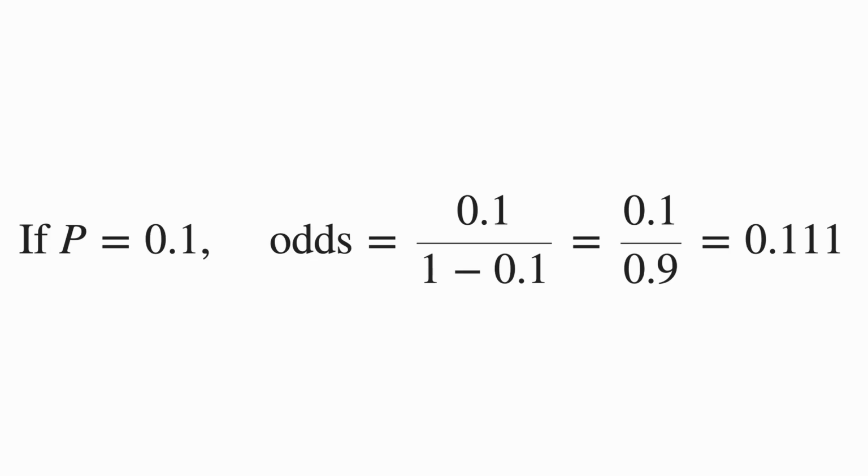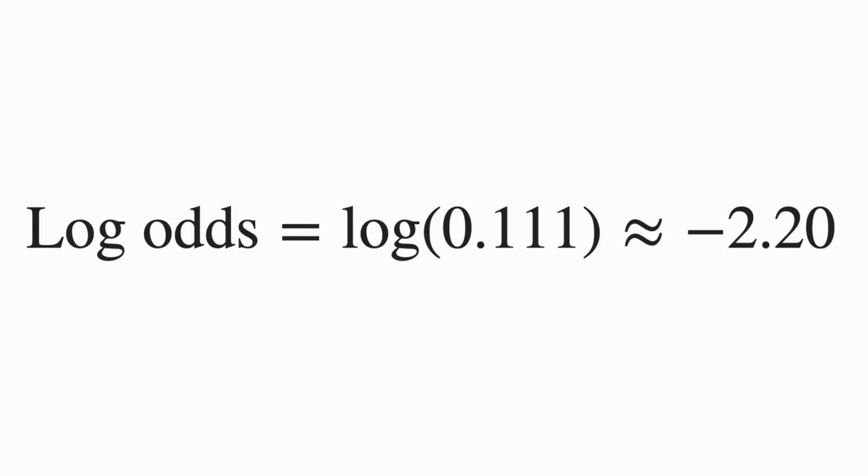Let me just give you an example. Let's say the probability of an event happening is 10% or 0.1. The odds is going to be p divided by 1 minus p, or in this case, 0.1 divided by 1 minus 0.1, which is equal to 0.111. So if p is equal to 0.1, the odds are 0.111. Now, when we are doing logistic regression, we are not modeling probabilities. We are not modeling odds. We are modeling the log of the odds. And if we take the log of 0.111, it gives us approximately negative 2.20.